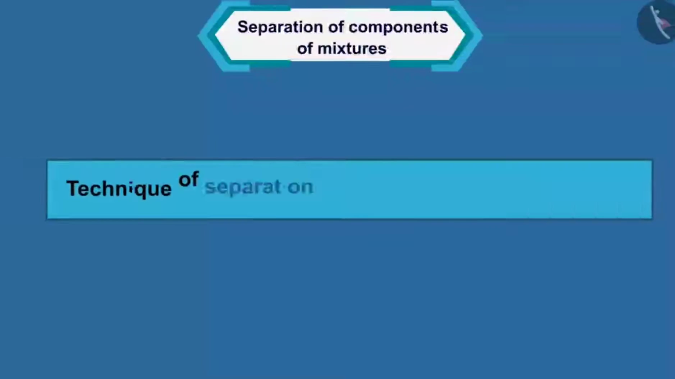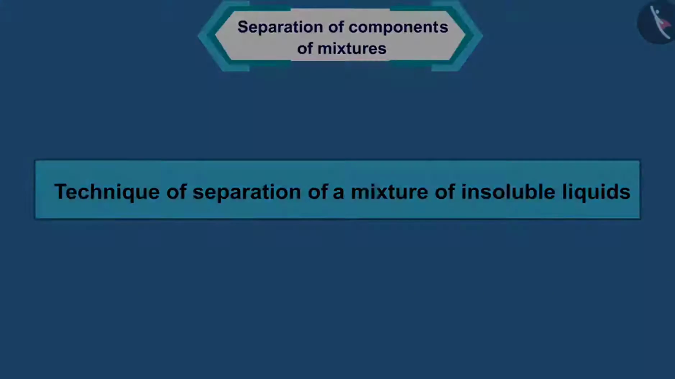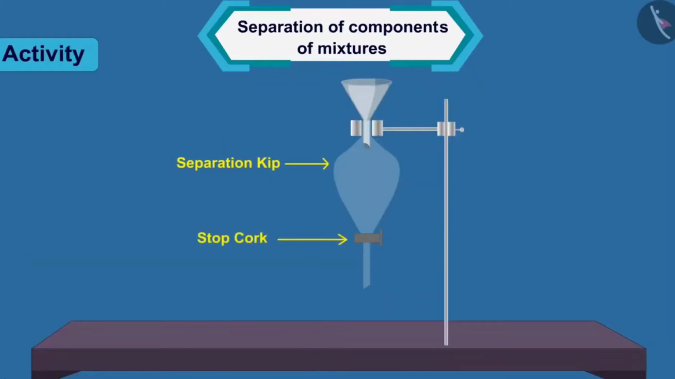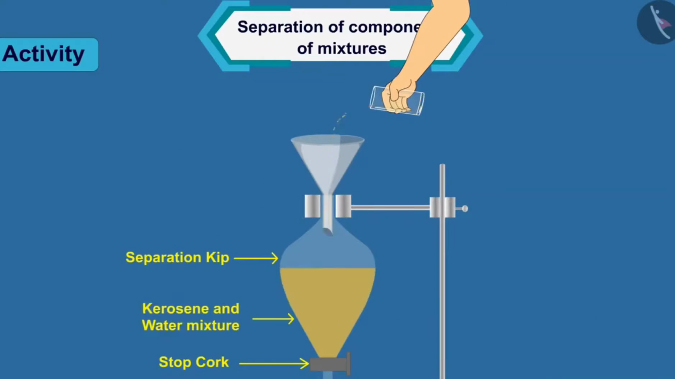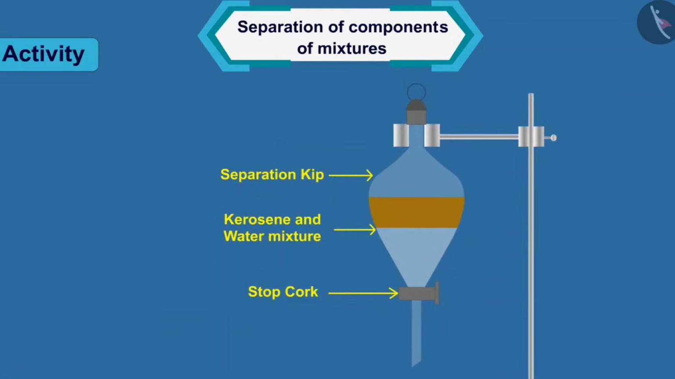Now let us learn about the technique of separation of a mixture of insoluble liquids. In this activity, we will put a mixture of kerosene and water in a separation funnel. Now, we'll leave it undisturbed for a while. What do you see after a while? Yes, after some time, separate layers of water and oil are formed.